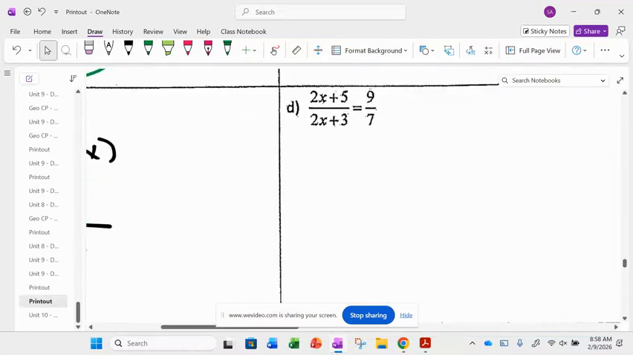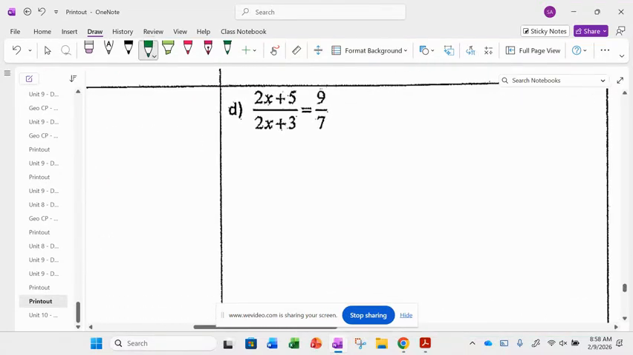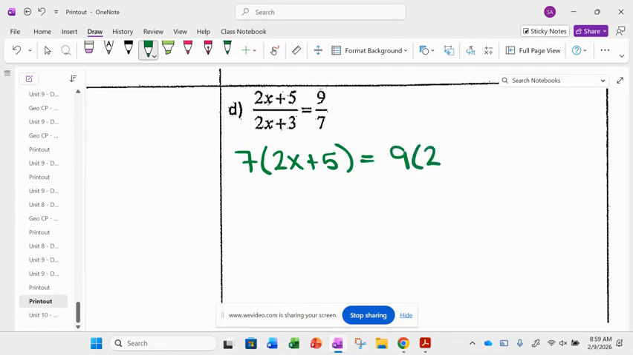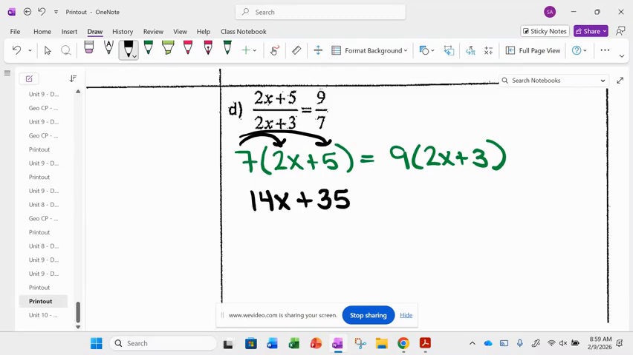Great. So now next one, I wanted you to finish this one also. Again, you're going to cross multiply. So you're going to end up with 7 times the quantity of 2x plus 5 equals 9 times the quantity of 2x plus 3. We're now going to distribute that 7 in, and we will have 14x plus 35 is equal to 18x plus 27.